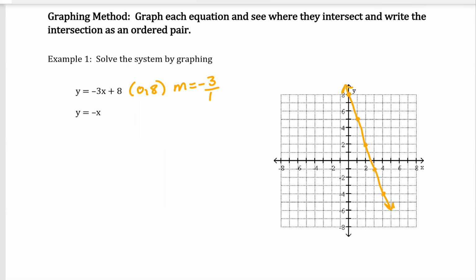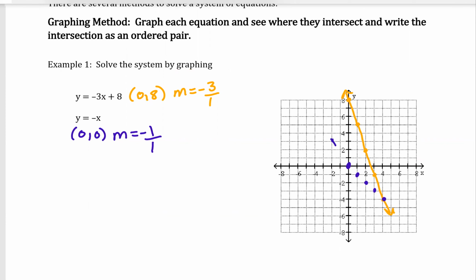And now I'll graph the line y is equal to -x. The y-intercept is (0, 0). The slope is -1. So I will go down 1 over 1. And once the lines intersect, I can draw my line. And the answer to where the system intersects is the ordered pair (4, -4). Your graph is your work. Your answer is the ordered pair.